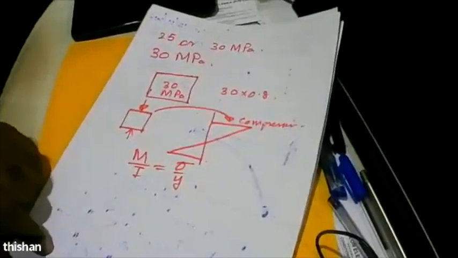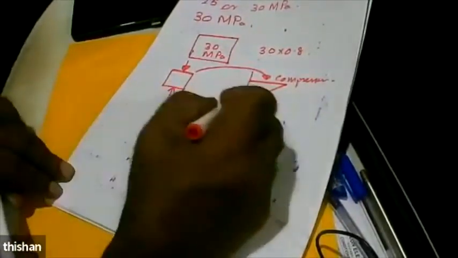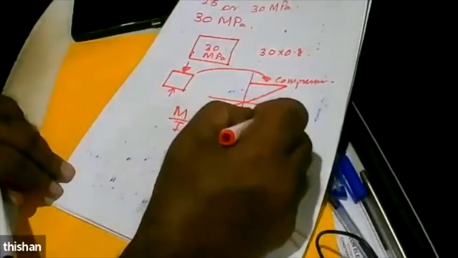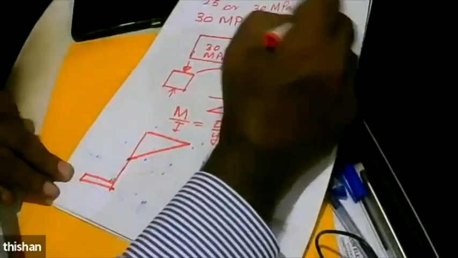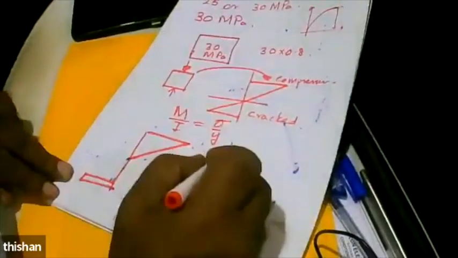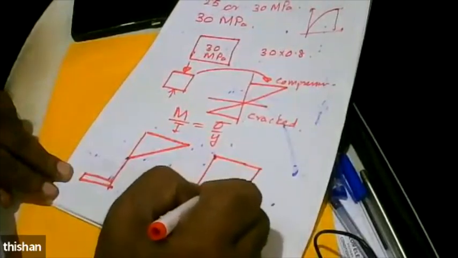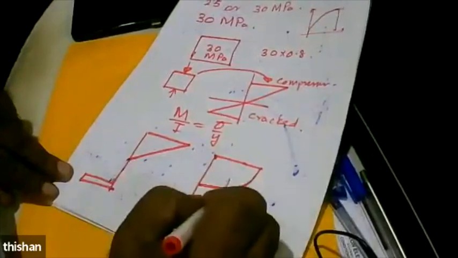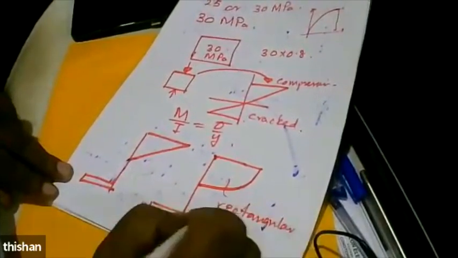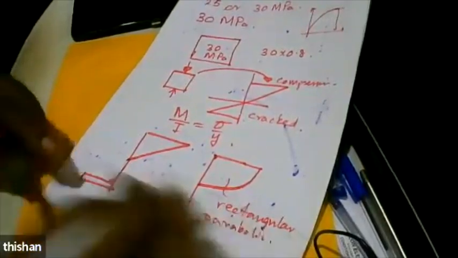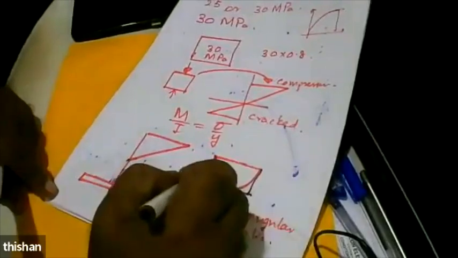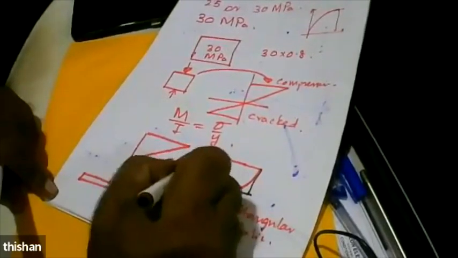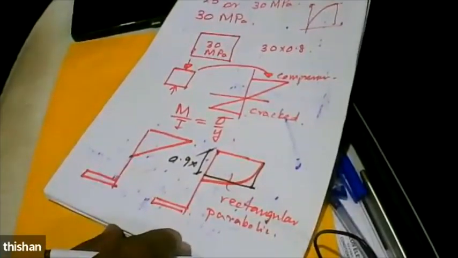But in reinforced concrete, the behavior is different. Because we say, below the neutral axis, concrete is cracked. So because of that reason, we get this and this. If you look at the stress strain curve going like this, gradually it will become like this, and we say rectangular parabolic. And in BS standards, we said this is equal to a rectangular block with a depth of 0.9x. So that's what we said in the British standards.